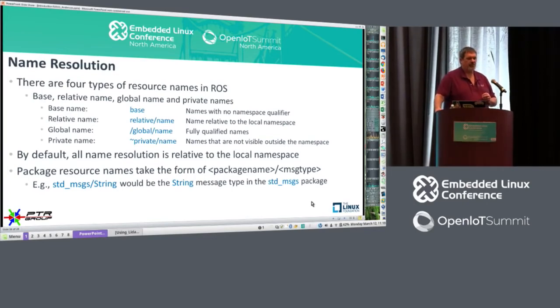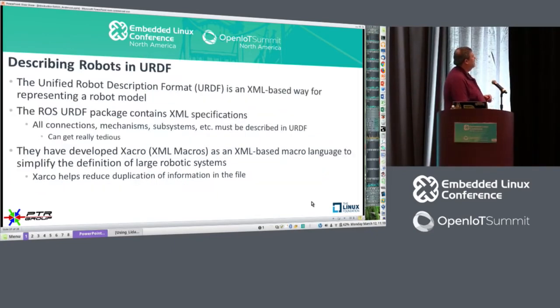So the package resources names will then have this format, package name slash message type. An example here, standard messages. There is a package called standard messages, which has the base types in it. One of those base types is the string base type. That's basically just a string-oriented message from that package. That's how that would be referenced. And when we look in the code, we'll actually see them reference these kinds of things.